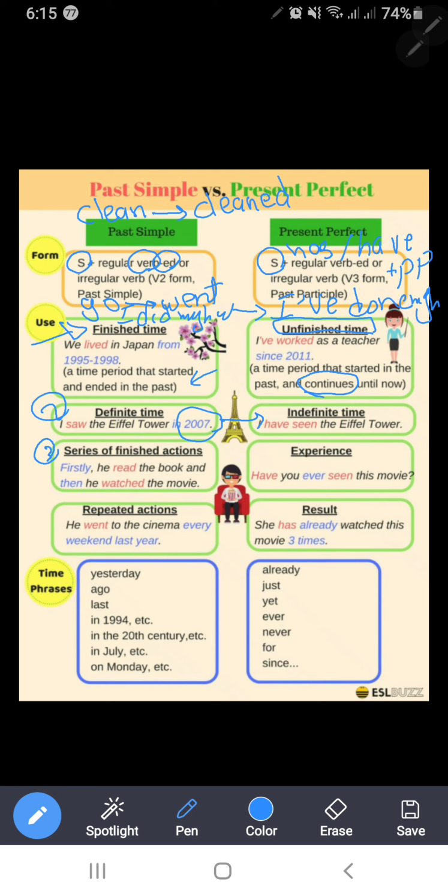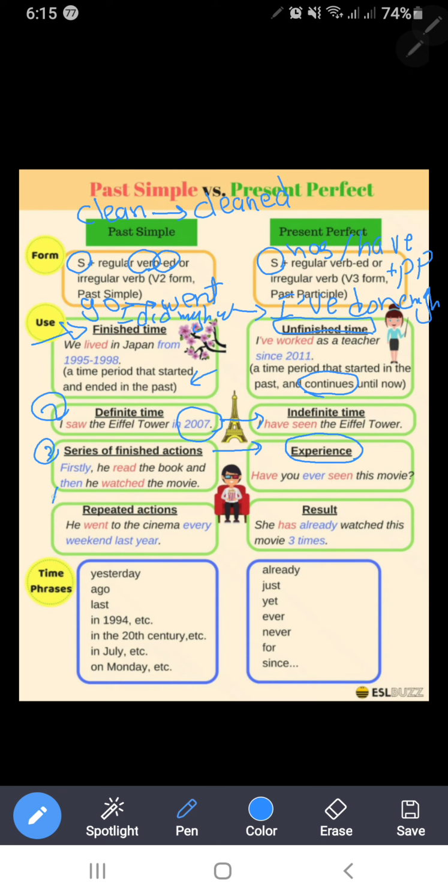Number three, the past simple talks about a series of finished actions. And by the way, we can use the past simple to tell a story. Firstly, he read a book and then he watched the movie. It's a series of actions. But in present perfect, we talk about experience or life experience. For example, have you ever seen this movie?